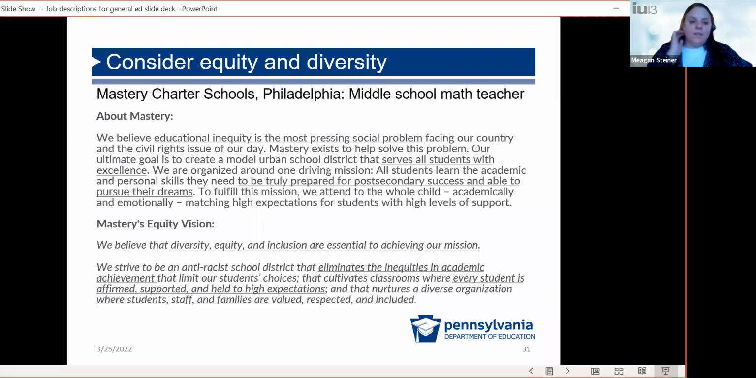So as an example of that, we have another screenshot from the Mastery Schools teacher post. It calls out explicitly things they prioritize, like serving all students with excellence, addressing educational inequity, making sure all students are prepared for post-secondary success. And it also includes an equity vision of what they value and what they are aiming for in their schools.